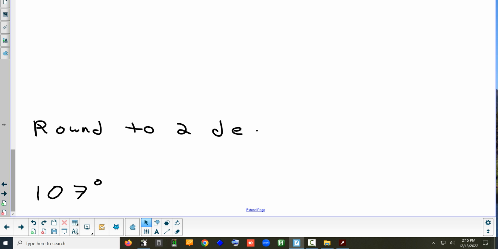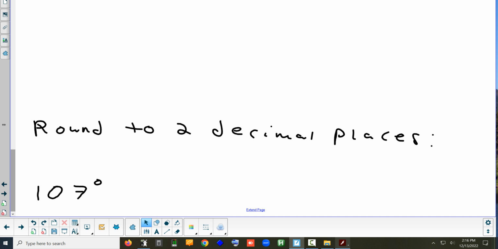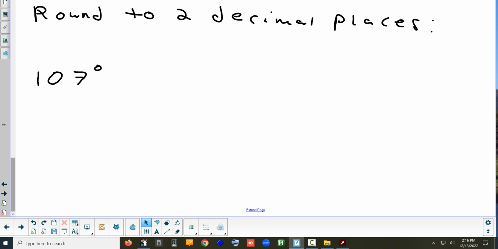So round to 2 decimal places. 107 is not really a nice angle. It's not a multiple of 30. It's not a multiple of 45. So when I show you guys 107 on this, it's not going to be a nice number with pi. It's going to be some type of decimal. But the way we do it is exactly the same. We just need the calculator. Who can tell me what I'm going to multiply by to change that to radians? Yep, pi over 180.